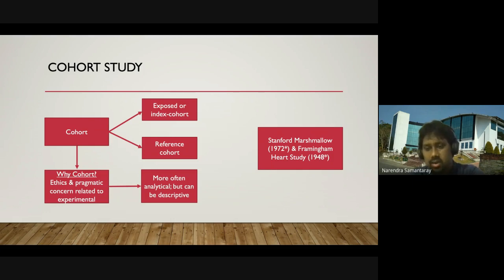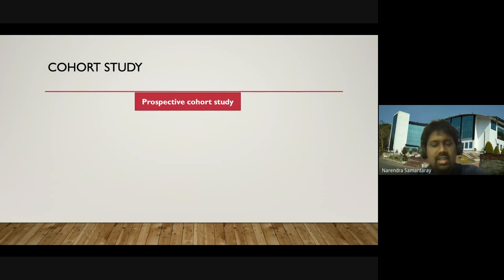Secondly, you must know the Framingham heart study. In most books, two examples are given: smoking and lung cancer. Smoking and lung cancer is related to the Framingham heart study. So I'll take a leaf from that study to explain the differences between the subtypes of cohort studies. Let's come to the types of cohort study.